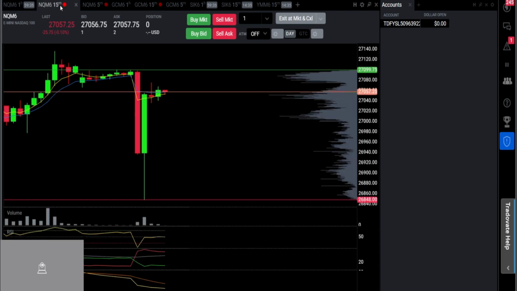What we're going to go over today is a trade that I took on last night, which would have been April 22nd. It is an NQ trade. As you can see, I'm going to be bouncing around between the 1 hour, the 15, and the 5.